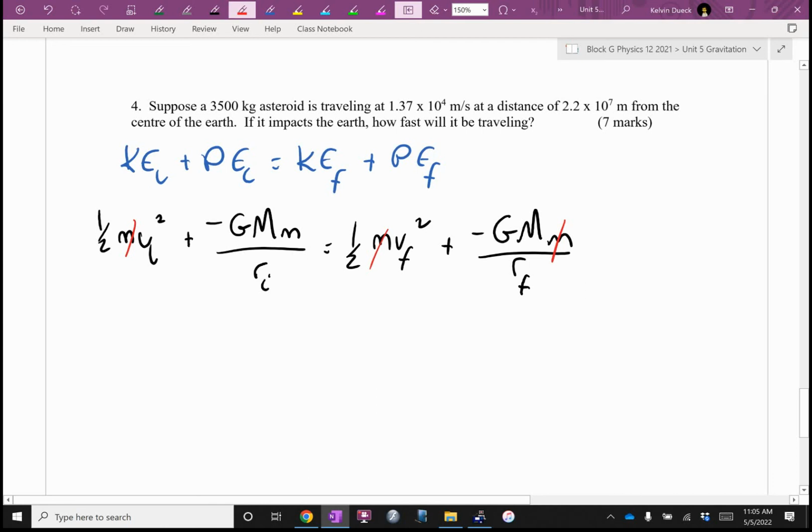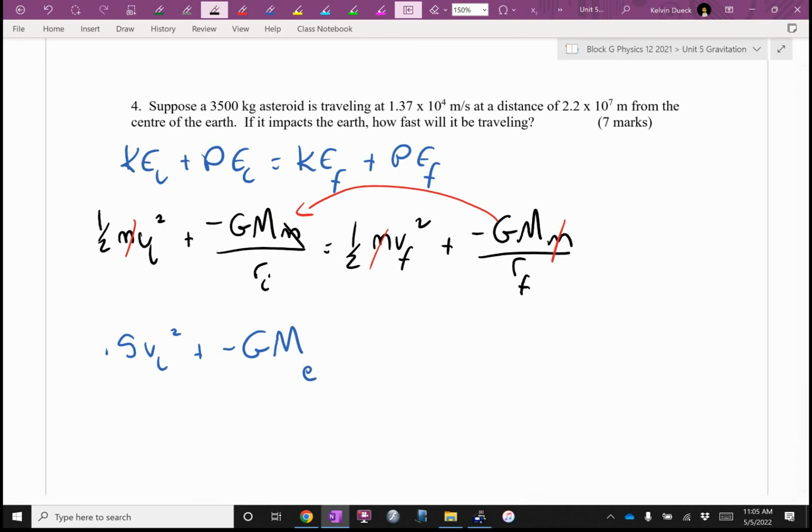What am I trying to find? I guess I'm trying to find this. I would not try and get this by itself. What I would do instead is move this term to that side. So now it's going to be 0.5 v initial squared plus negative big G mass Earth. Oh, one little m didn't cancel there. Let's try that. Sorry. Did I accidentally erase it, or maybe I missed it somehow?